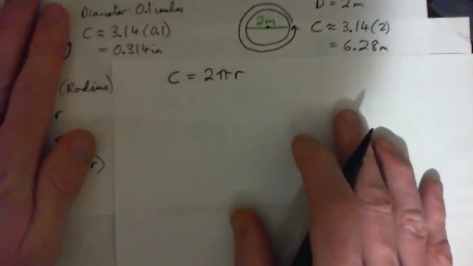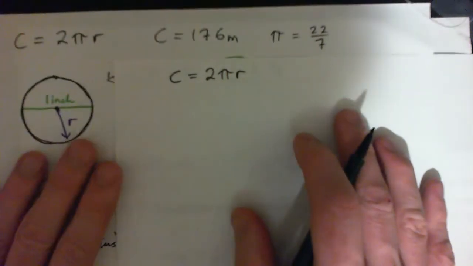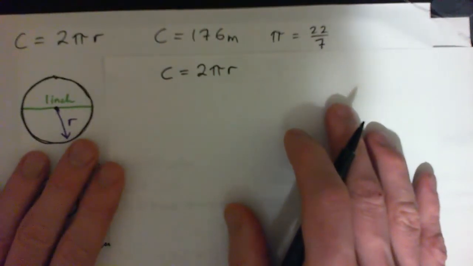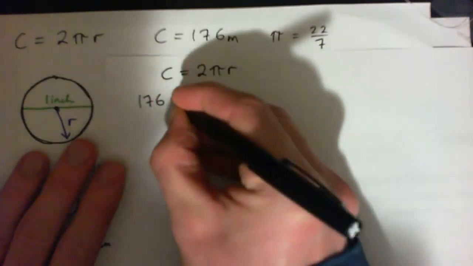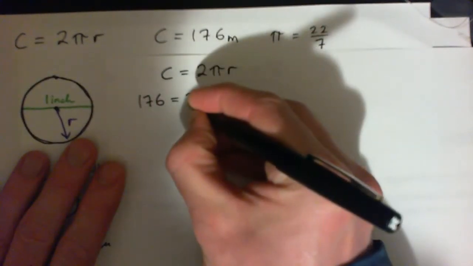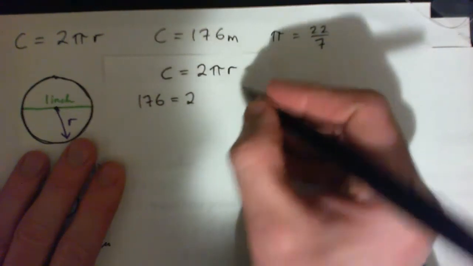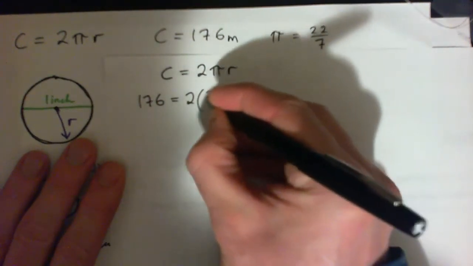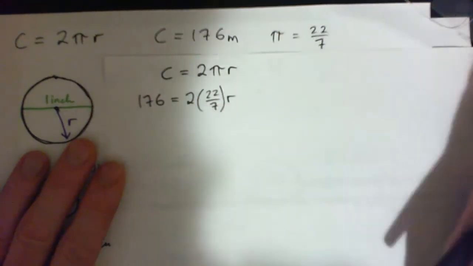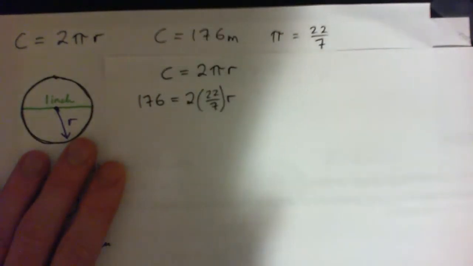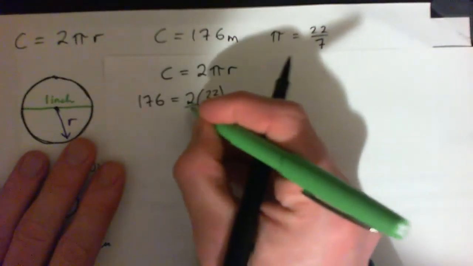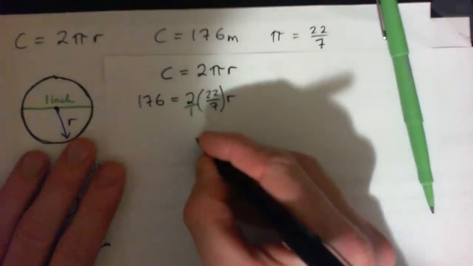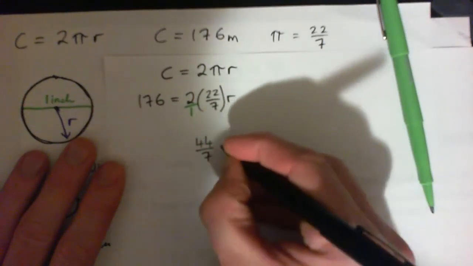It said circumference is 176, pi is 22 over 7, and we just have to solve for r. So we're going to plug 176 in for C: 176 equals 2 times pi, which is 22 over 7, times r. So we have to solve for r. You probably want to multiply this through. 2 over 1 times that will give us 44 over 7 times r.